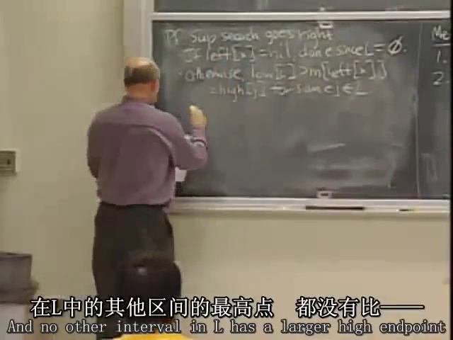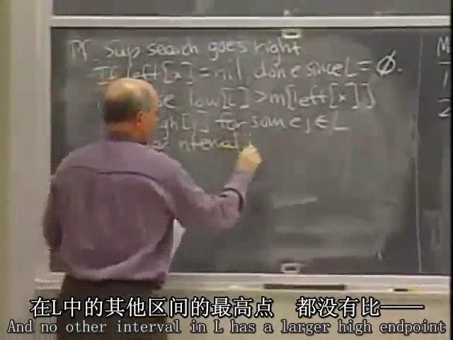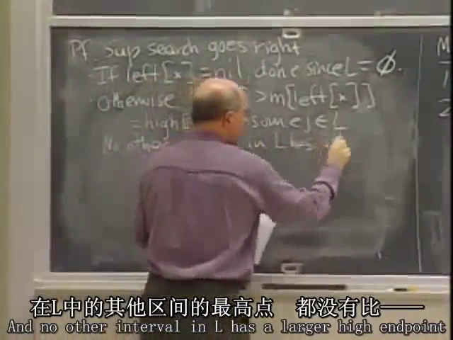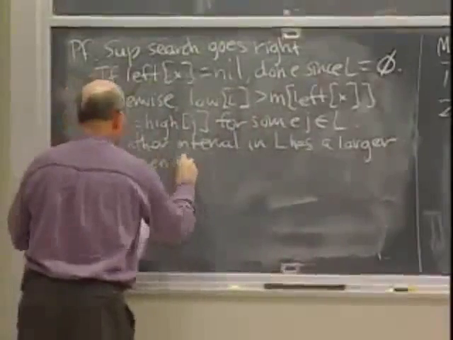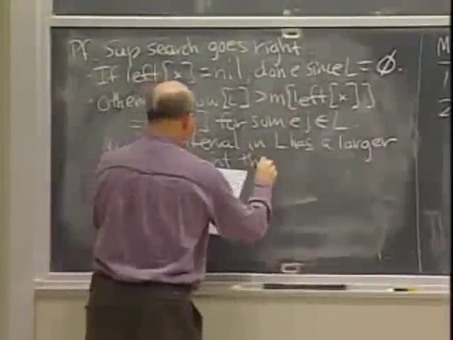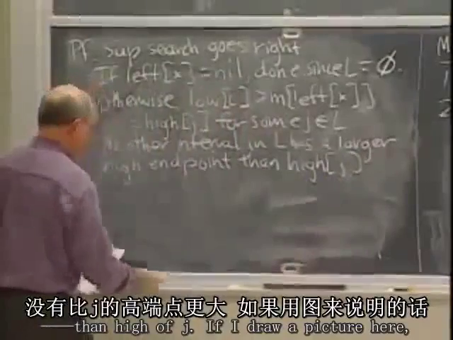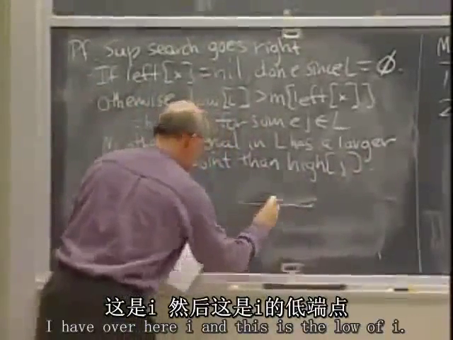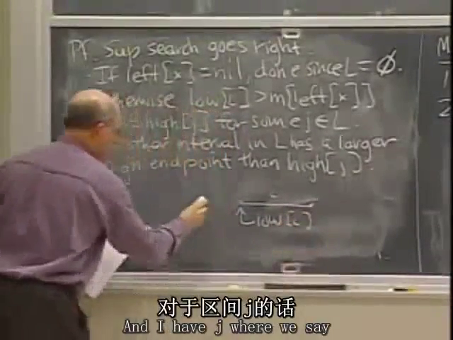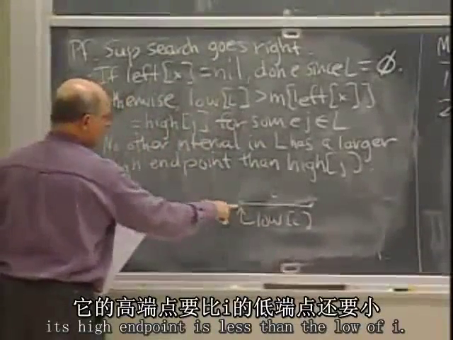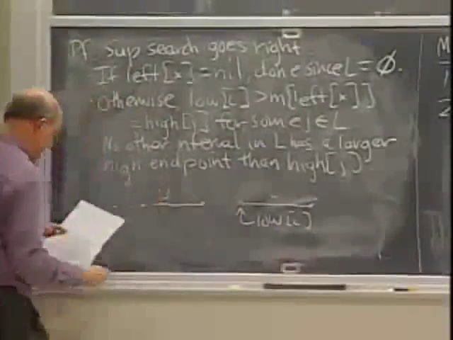And no other interval in L has a larger high endpoint than high of j. So if I draw a picture here, I have I, and this is the low of I. And I have j, where we say its high endpoint is less than the low of I. So this is j, don't know how far over it goes. Okay.